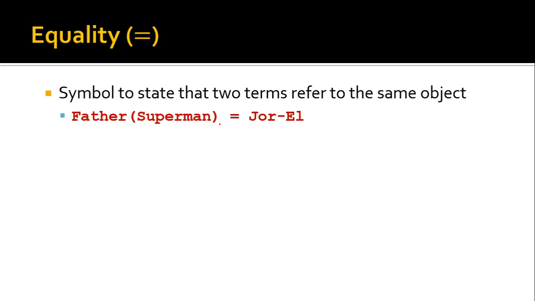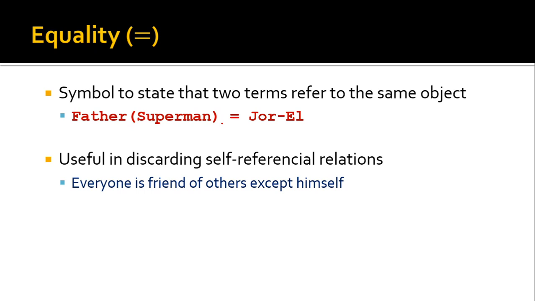But it also is useful when you try to discard some self-referential relation. Like you want to model something like this: everyone is a friend of others except himself. Now, how do you first state everyone is a friend of others? So it is very easy to write for all x y friend x y, right? And you need to assert this except himself.